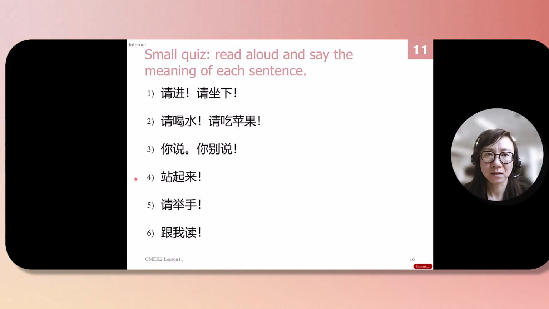第4，站起来, stand up. 第5，请举手, please raise hand. 第6，跟我读, read after me.